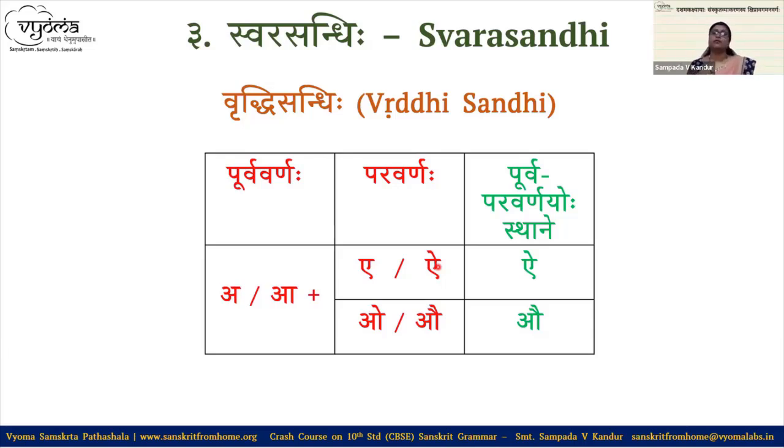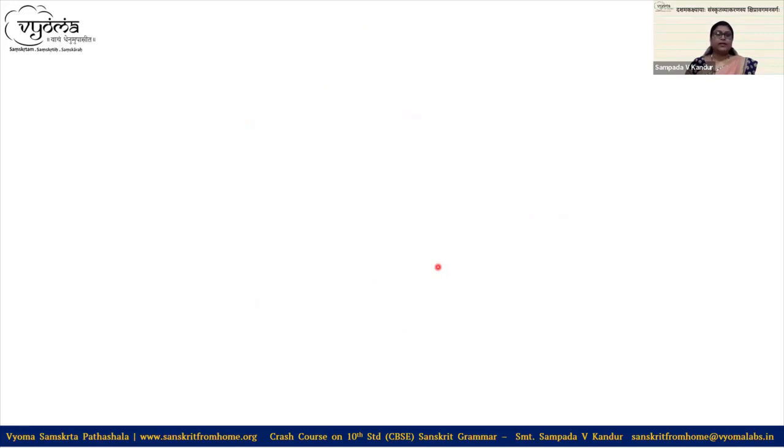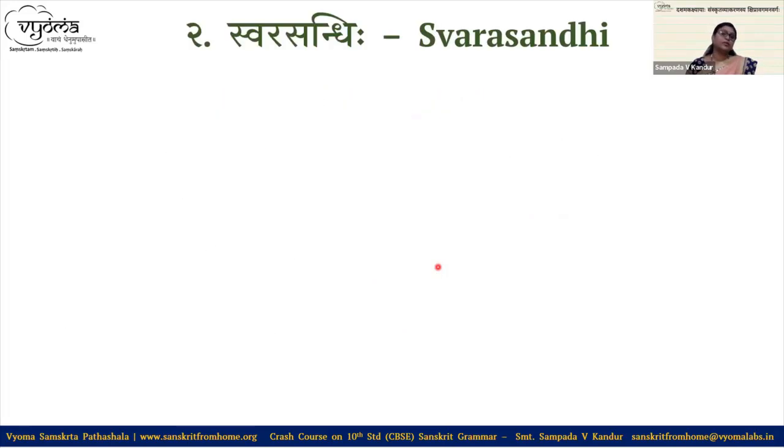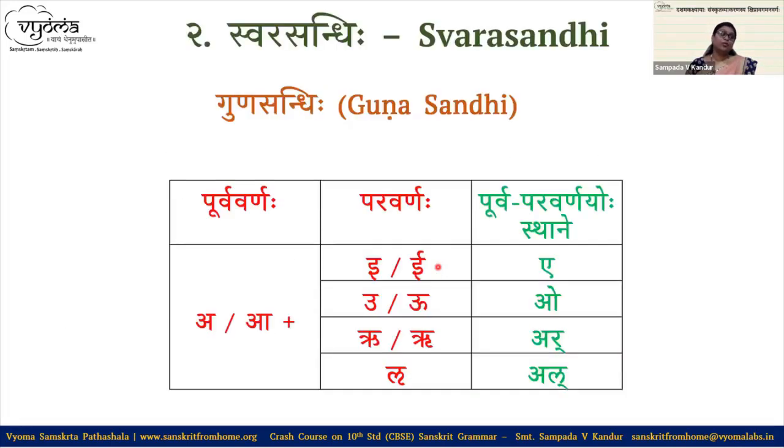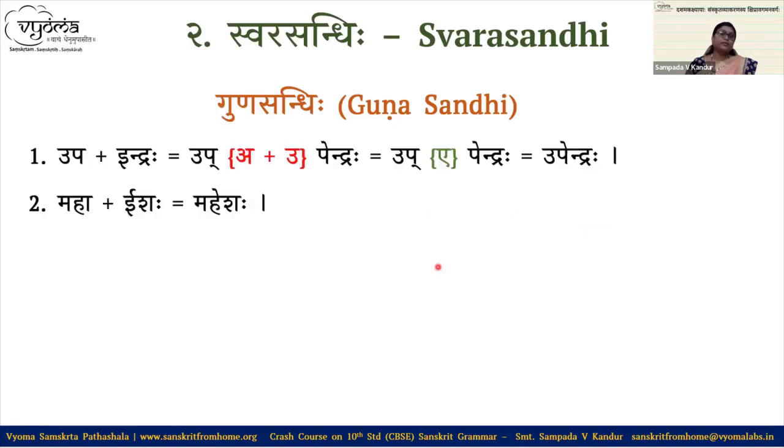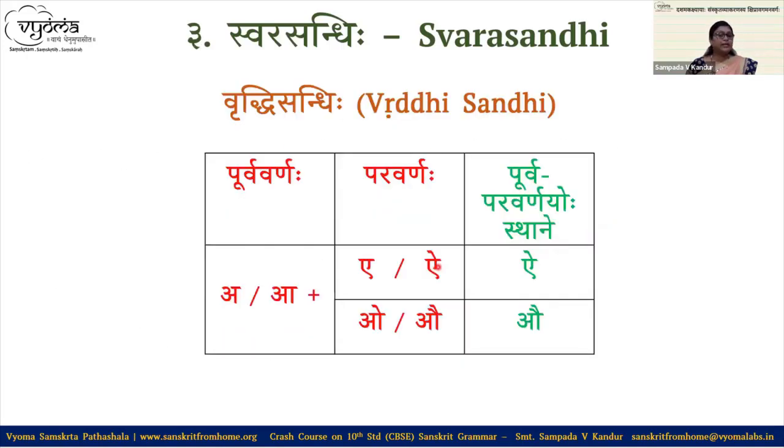In Purvapada, you should have A or A. But in Uttarapada, we should have A, I or O, Au. See here, in Guna Sandhi, what was there in Uttarapada? E and U was there. E Swara was there and U Swara was there. That gave you A or O. But in Vruddhi Sandhi, we have already A or I or O or AU. Then you get result as I, AU.